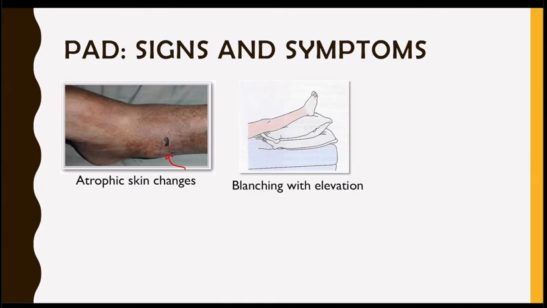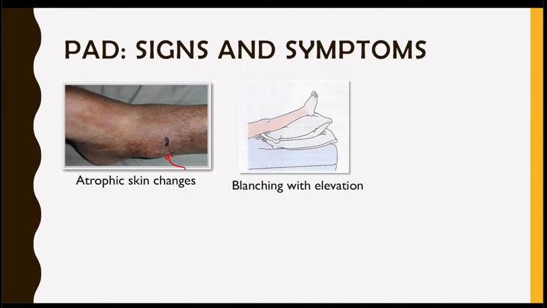Blanching with elevation is a big sign of peripheral arterial disease. In a normal, healthy person, our heart pumps the blood into our peripheral circulation, and we can deliver blood through our whole body. If you put your feet up in the air, your heart can pump that blood up against gravity, and your feet continue to be perfused with blood.